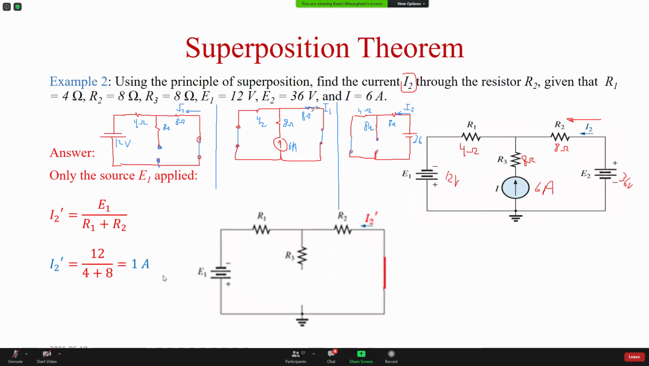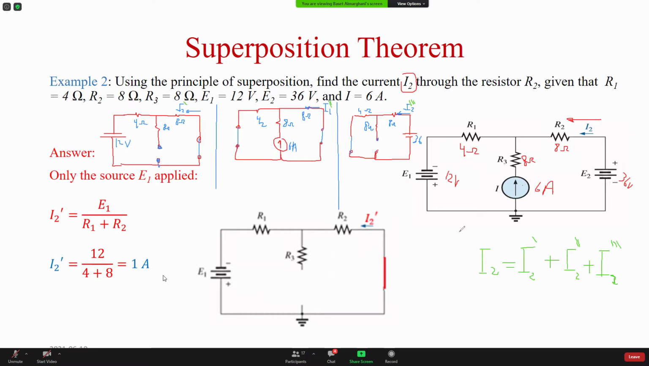Now, these three currents are not actually I2. The sum of them is I2. So this is why I'm going to give them different names. I'm going to say this is I2 because of the first source, I2 because of the second source, and I2 because of the third source. And at the end, I2 is actually the sum of those three values. And this makes sense.